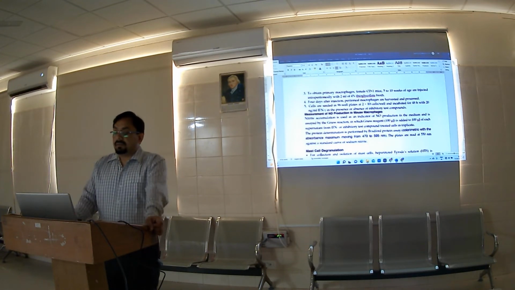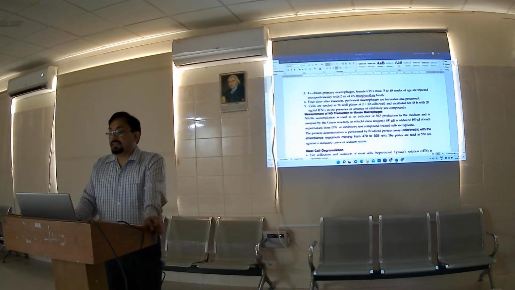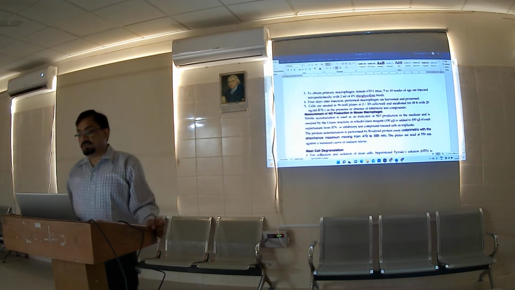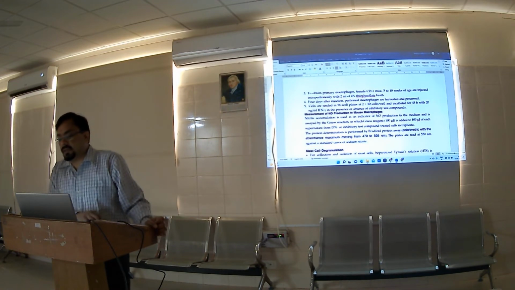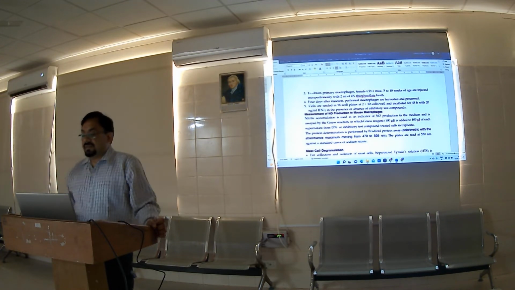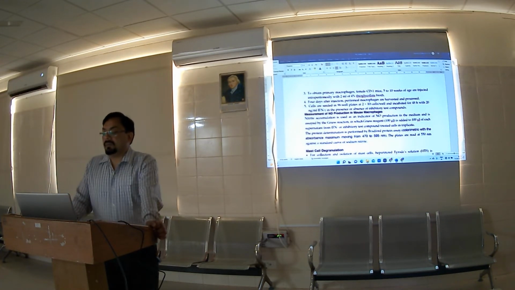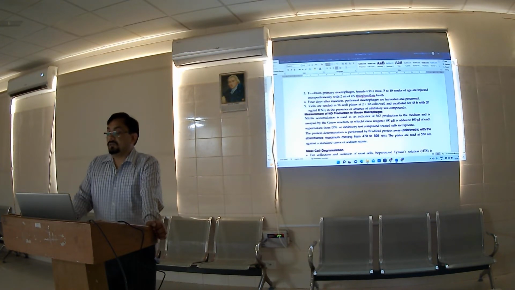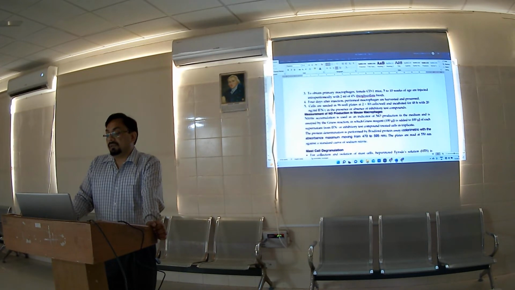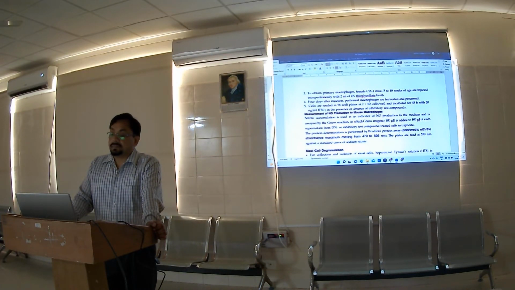So measurement of nitric oxide production in mouse macrophages. Nitrite accumulation is used as an indicator of nitric oxide production in the medium and is assayed by the Griess reaction, in which this reagent, 100 microliter, is added to 100 microliter of each supernatant from interferon or inhibitory test compound treated cells in triplicate.